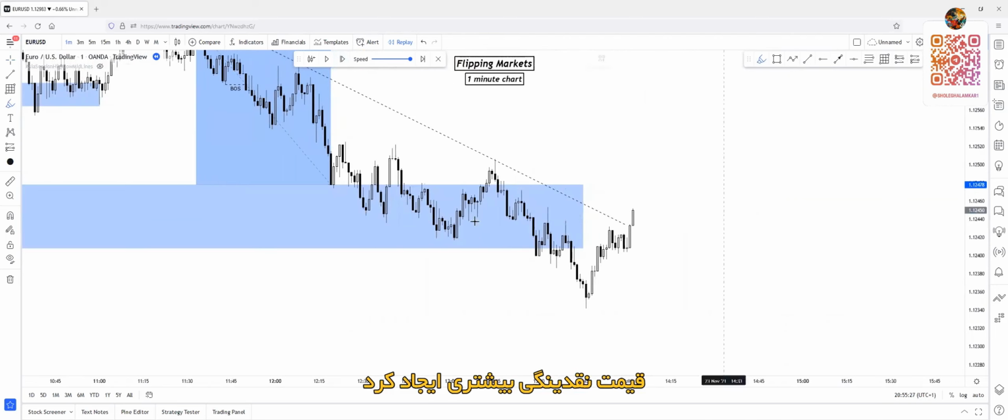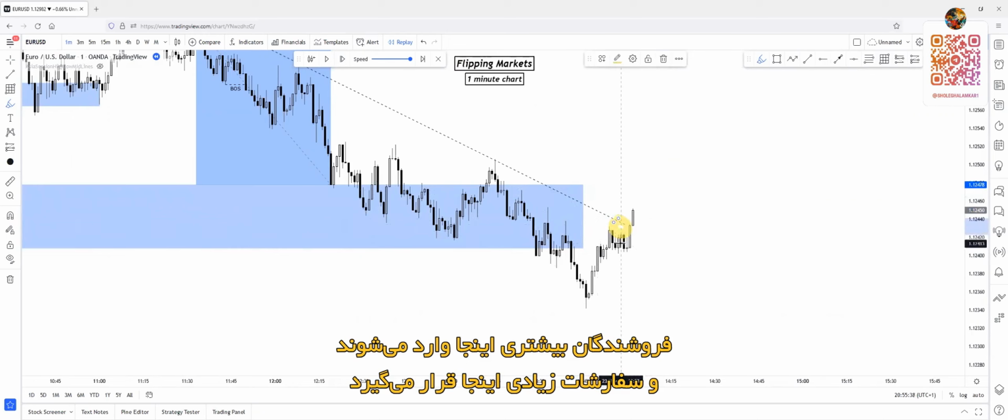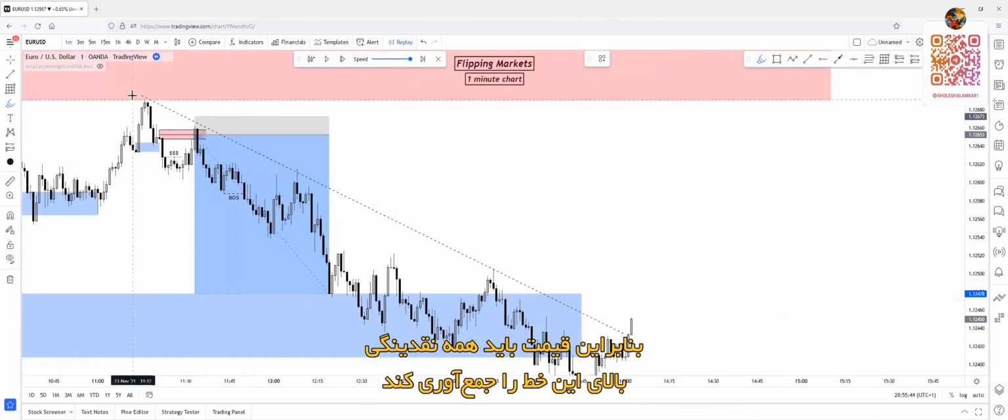Price built up more liquidity, as you can see. So here's, I don't know which tap this was, maybe the 5th tap. Price tapped the trend line for the 5th time. More sellers entered here, more orders have been opened here. So price has to collect all of this liquidity from above this line.